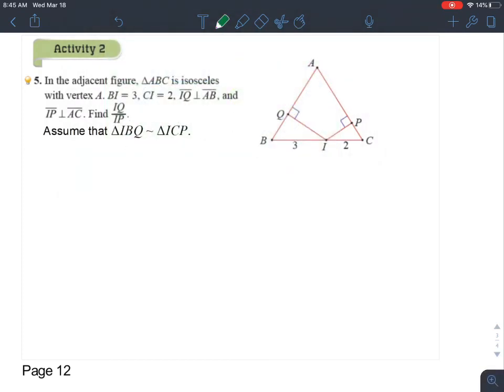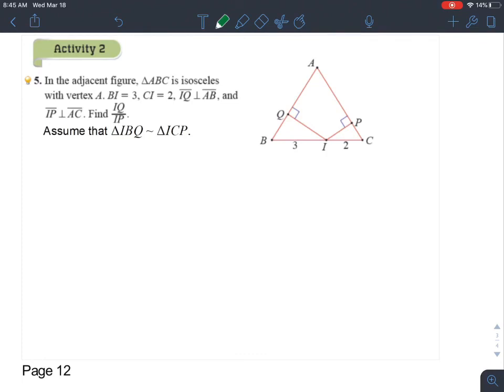Okay, now that you are done, so we are told that BI is 3, that's already written in the problem. CI is 2, that's also in the problem. We're given a couple of right angles here, and we're supposed to be finding then the ratio of IQ to IP.